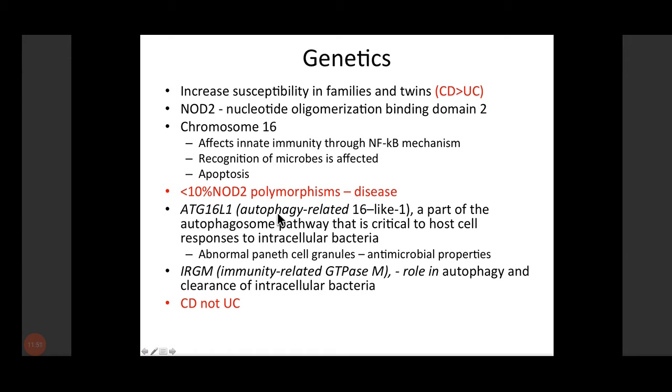There are other two autophagy-related areas in our genome, that is the autophagosome pathway, that is the autophagy related 16-like-1, ATG16L1 region. Mutations in this region again are associated with Crohn's disease and ulcerative colitis, but more commonly Crohn's disease.